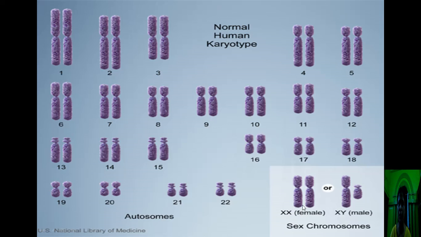In case of female, the two sex chromosomes are known as X chromosomes. They are similar to each other. But in case of male, the two sex chromosomes are different from each other. One is larger in size, that is called X chromosome. Another one is smaller in size, that is called Y chromosome.